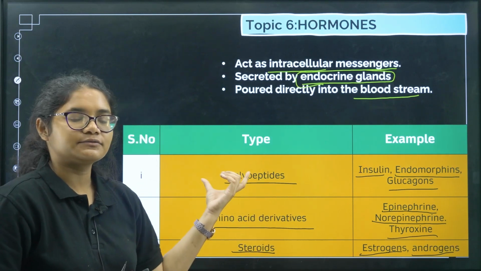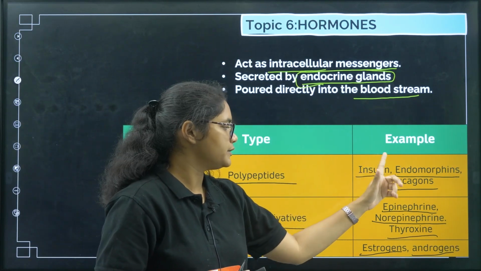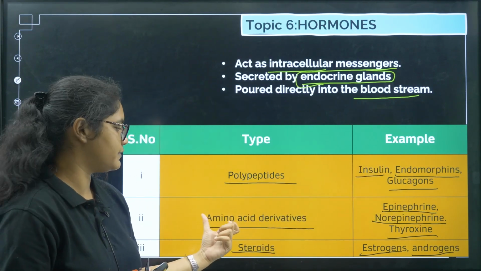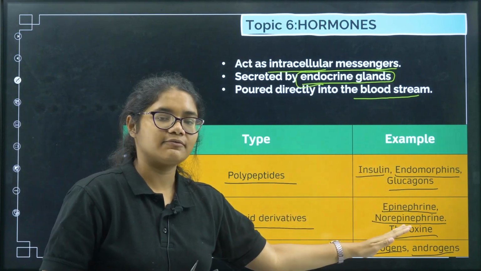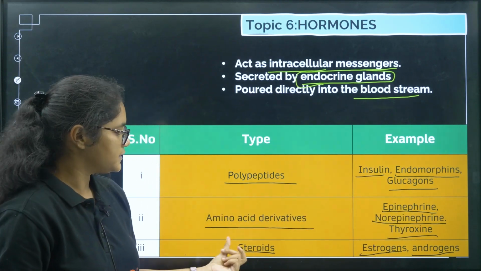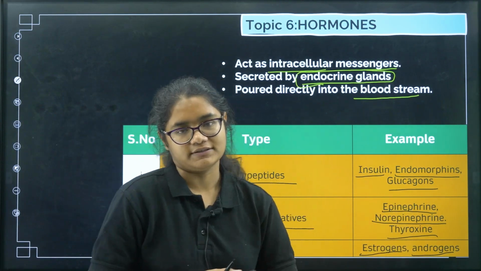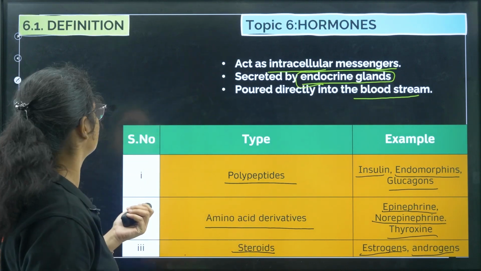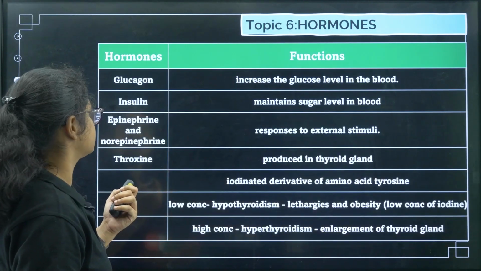So these are the 3 types: polypeptides, amino acid derivatives, and your last one is steroids. Under the first one, polypeptides, we have 3: insulin, glucagon, and endomorphins. Then under amino acid derivatives, we have again 3: epinephrine, norepinephrine, and thyroxine. Then steroids: estrogens and androgens. Now you need to remember their functions, so we will discuss these hormones and their functions.